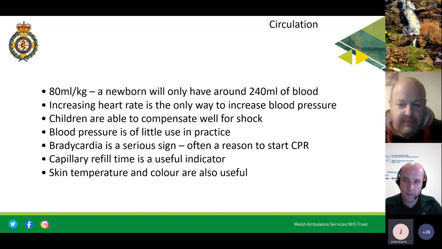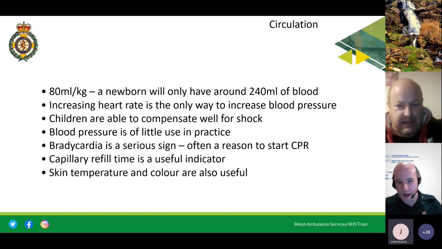So dehydration is a big problem in children, and one of the things that we need to identify early. Increasing heart rate is the only way of increasing blood pressure. Unlike with an adult, where raising legs works really well, in children it wouldn't work. So the only way of doing it is raising the heart rate.